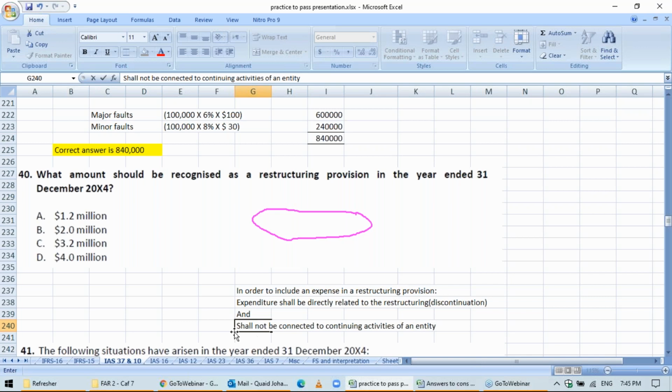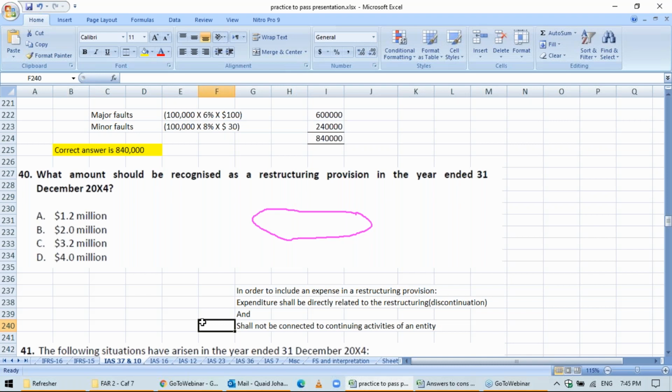Shall not be connected to the continuing activities of an entity. Now, suppose that a company has decided to close a branch in one city and open a branch in another city, or discontinue an operation in one location and continue at another one. So what they will do, they will market the new location. So why are they marketing the new location? Due to discontinuation or due to continuing somewhere else?